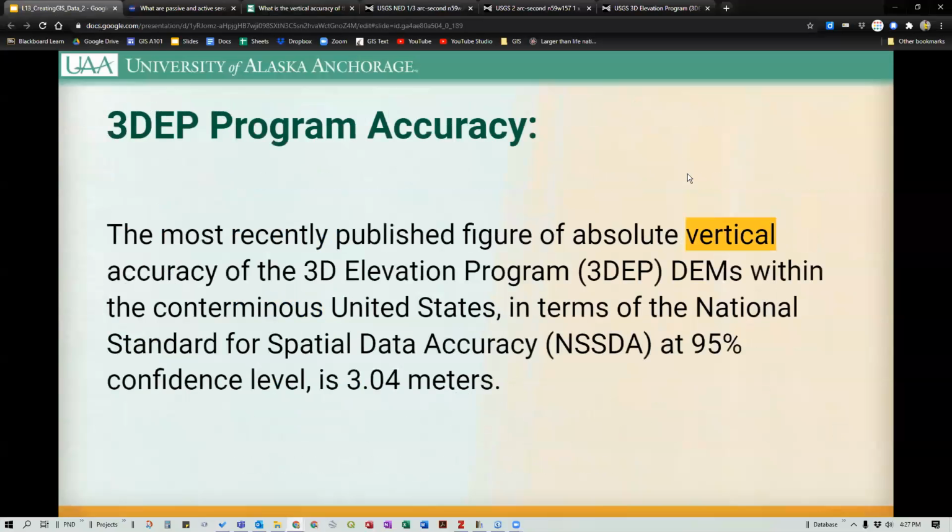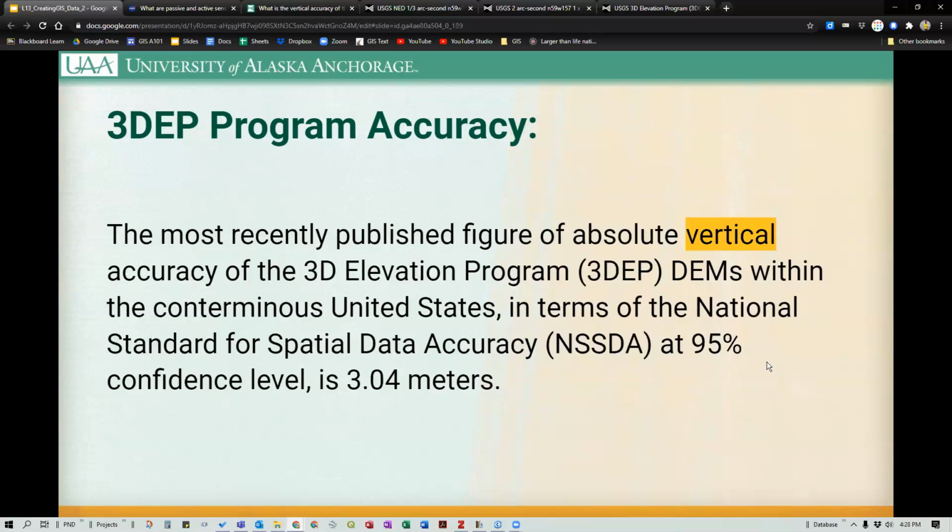So for 3DEP, if you go looking for information about accuracy, they tell you that at the 95% confidence level, it has a vertical accuracy of 3.04 meters. So that means any given point of elevation, if you compare it to a known project control, is going to be accurate within 10 feet. So if you're laying out buildings, again, knowing the elevation of your building within plus or minus 10 feet, it's probably not good enough.